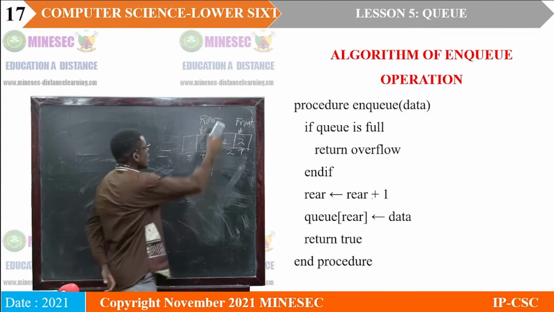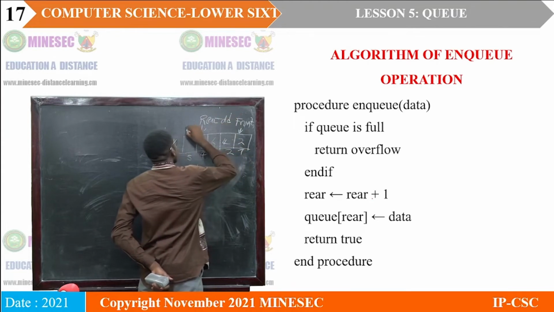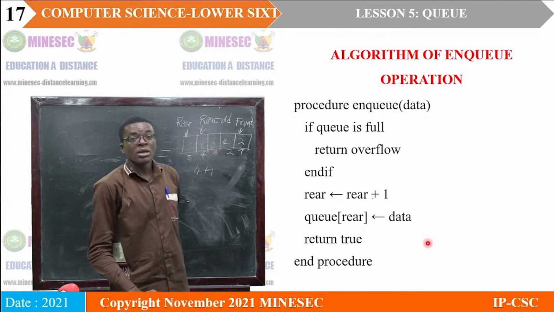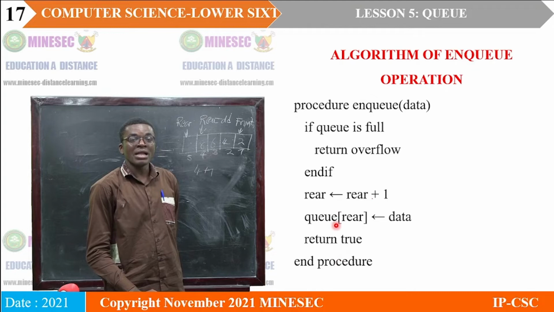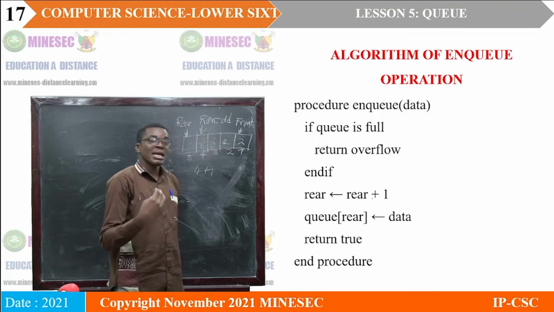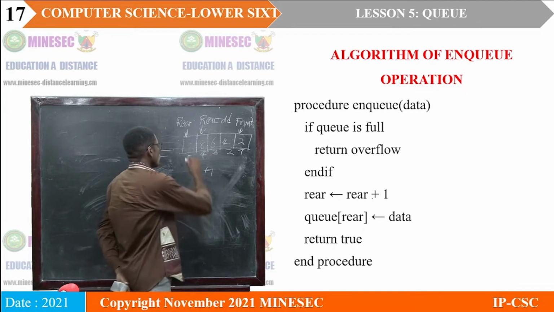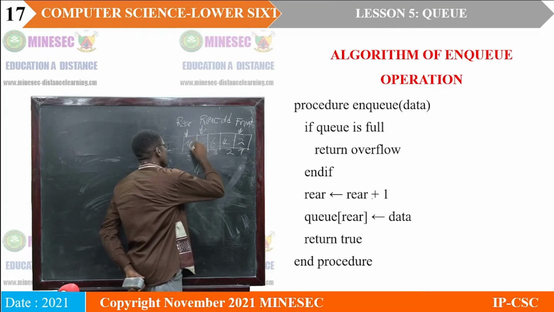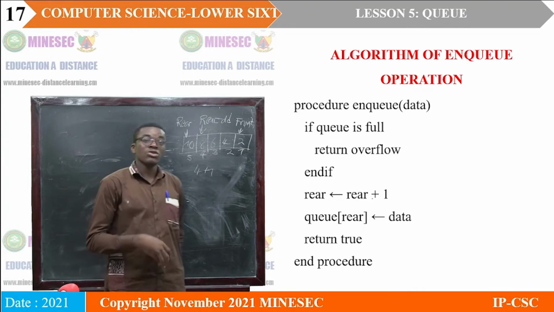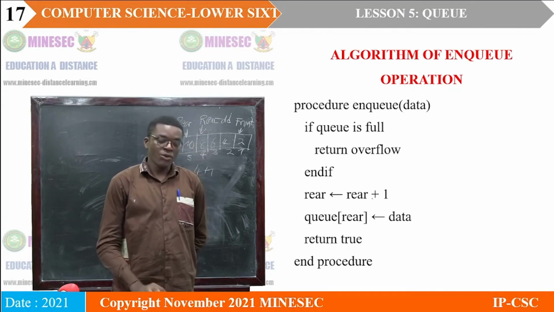Which means we are changing our position. Okay. We'll leave this here, we'll call this old rear, and this will be our new rear. Next, Q at position rear is equal to data. That is, we are inserting our new element into the new rear position. We are going to insert 10 at position 5. So this is the algorithm, which is the processes involved in adding elements into a queue.